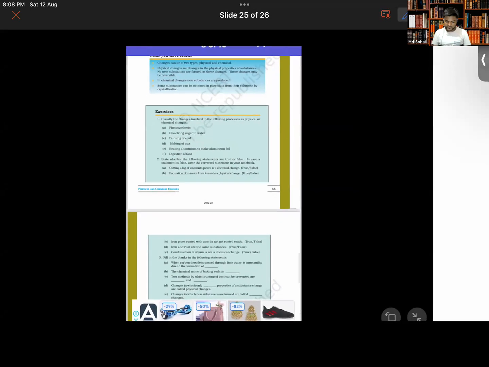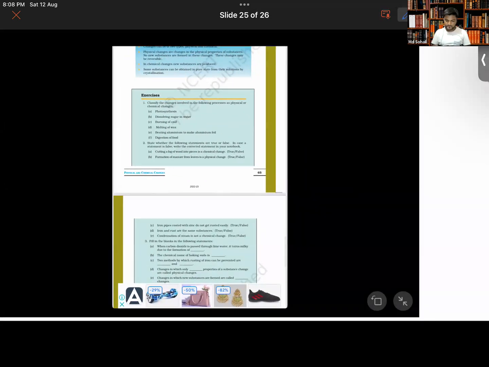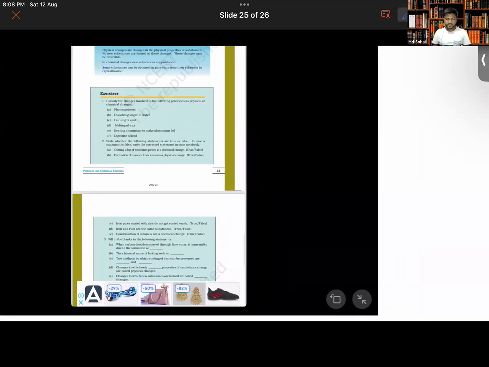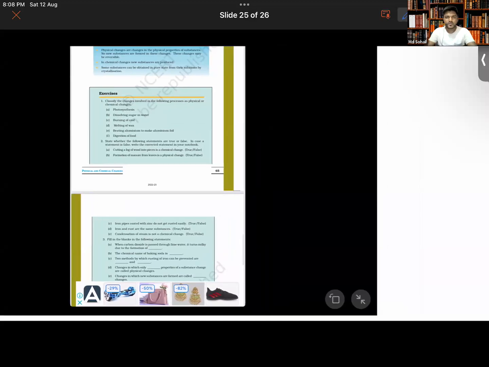Let's see if the questions are visible properly or not. Can you guys see the question? Yes, it is. If not, you guys can take out your notes. Okay, now see question number 1. Question number 1 is: classify the changes involved in the following process as physical or chemical changes. So photosynthesis is an example of chemical change.